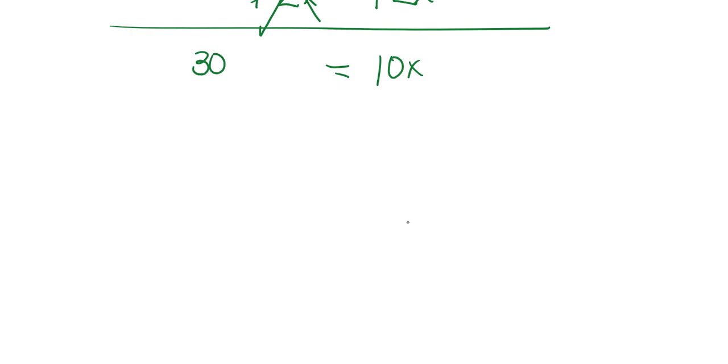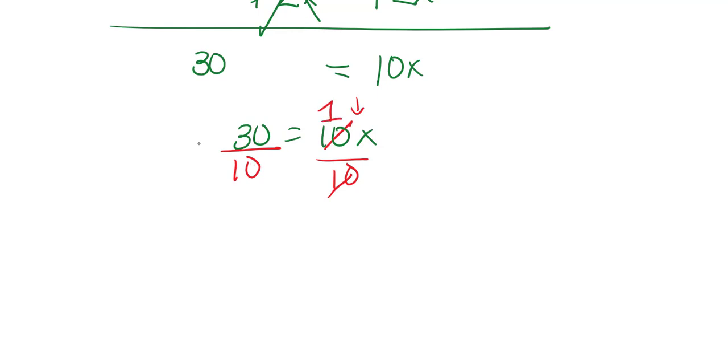Now we can get x by itself. The way we do this is we divide by 10. The reason we do that is because we have 10 times x, and we need to get rid of the 10. That's really what it's saying: we have 10 times x. So we need to undo that multiplication by division on both sides. This just becomes 1. Now we have 30 divided by 10, and that's equal to 3. So x is equal to 3.